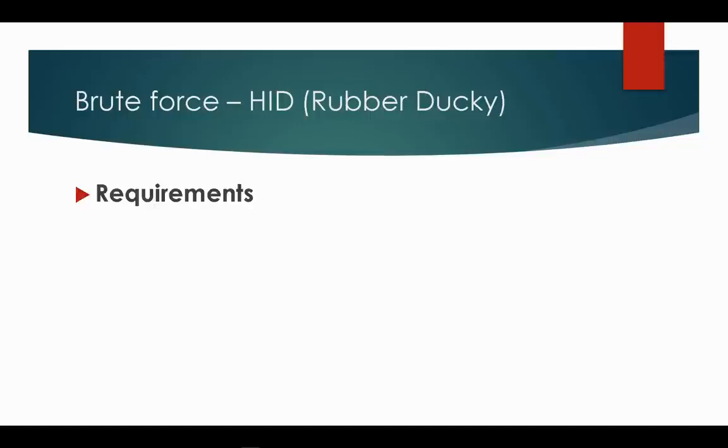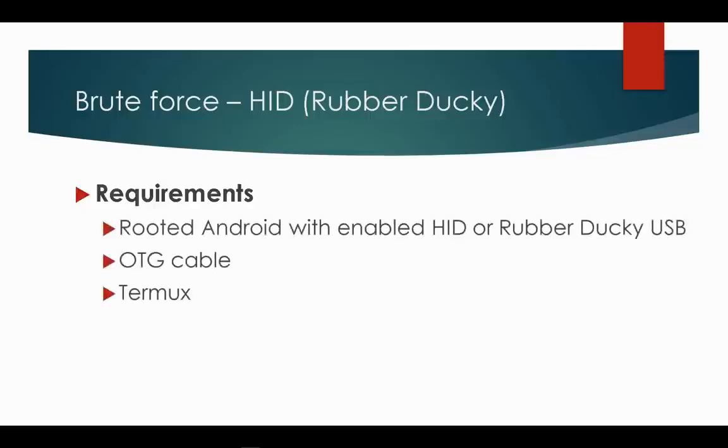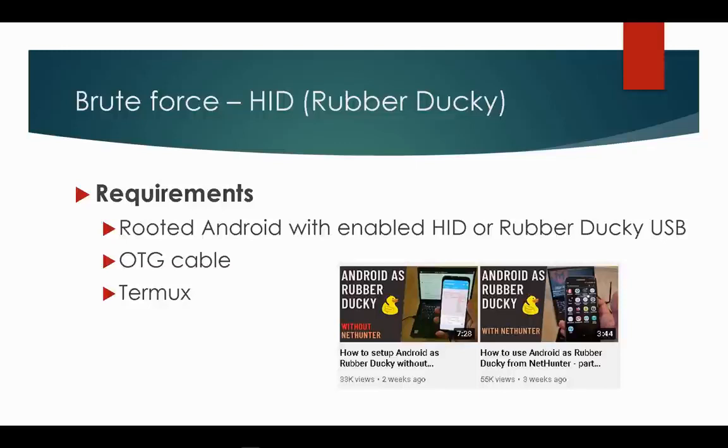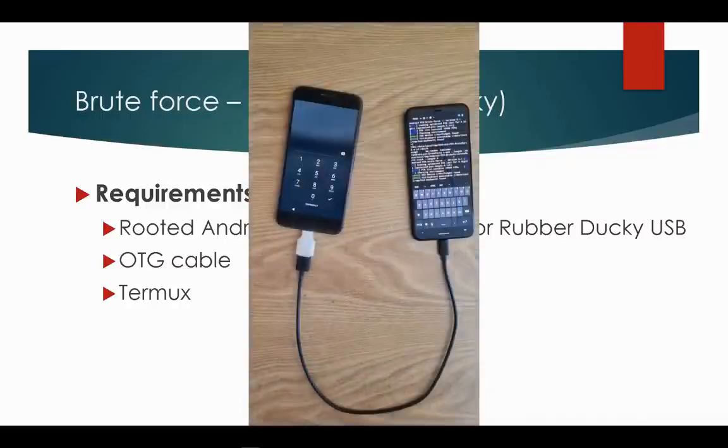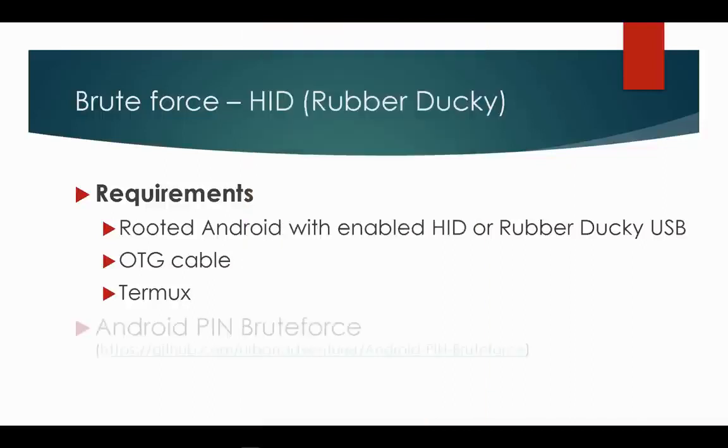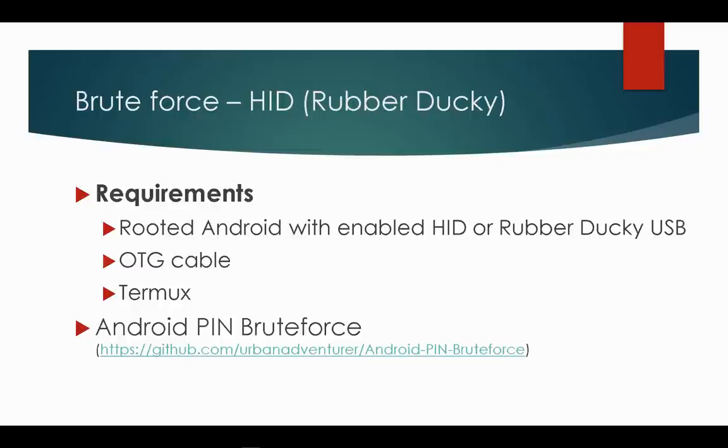Requirements for this technique are either a rooted Android smartphone that has HID enabled or a Rubber Ducky USB. How to enable HID for your Android, I prepared already 2 videos that are available on my YouTube channel. Then we need an OTG cable that is connected to our main and targeted smartphone. For HID brute force, we will use the Android pin and brute force tool that is available on GitHub. It's for free and super handy.